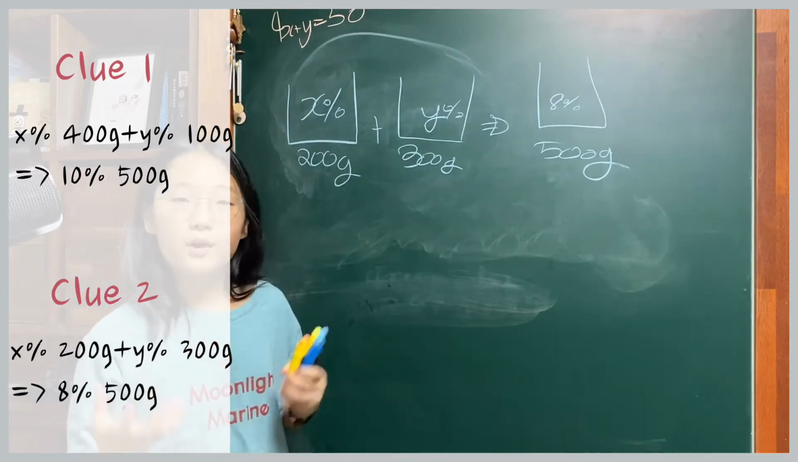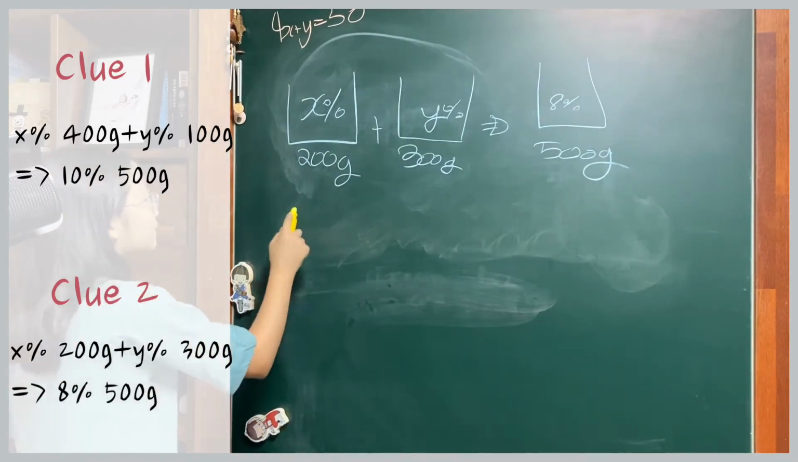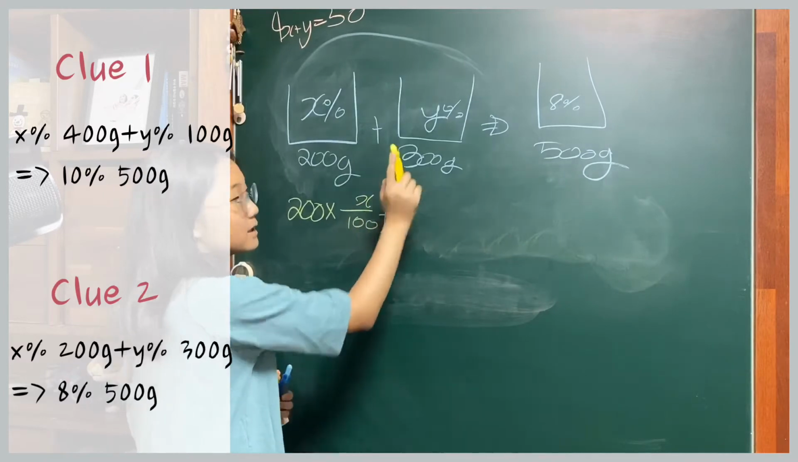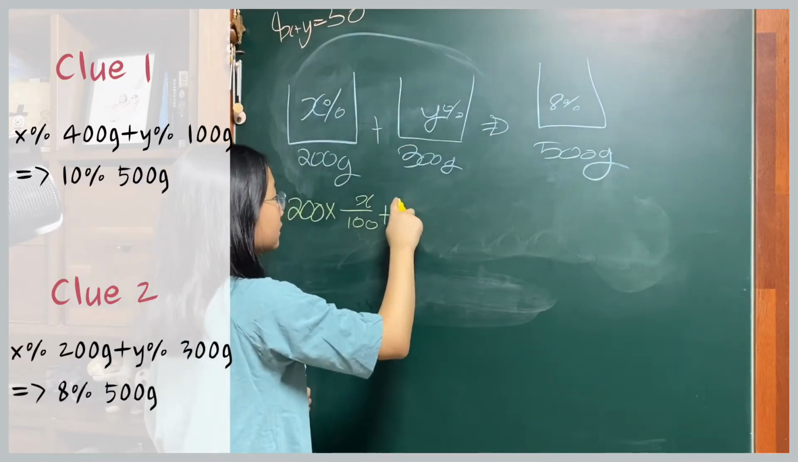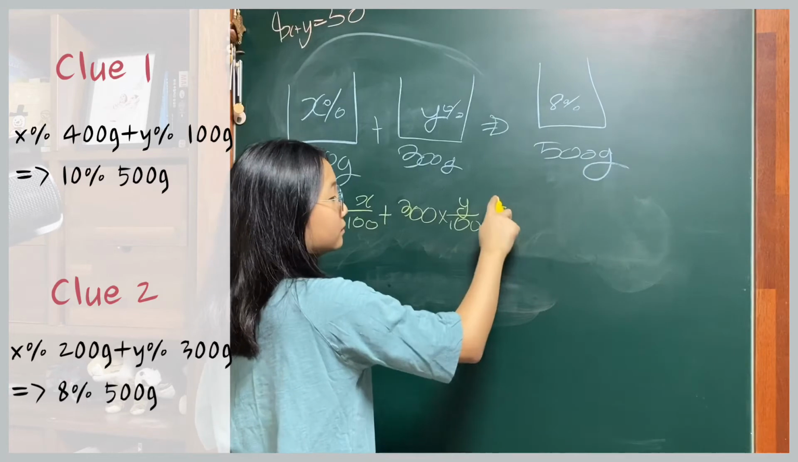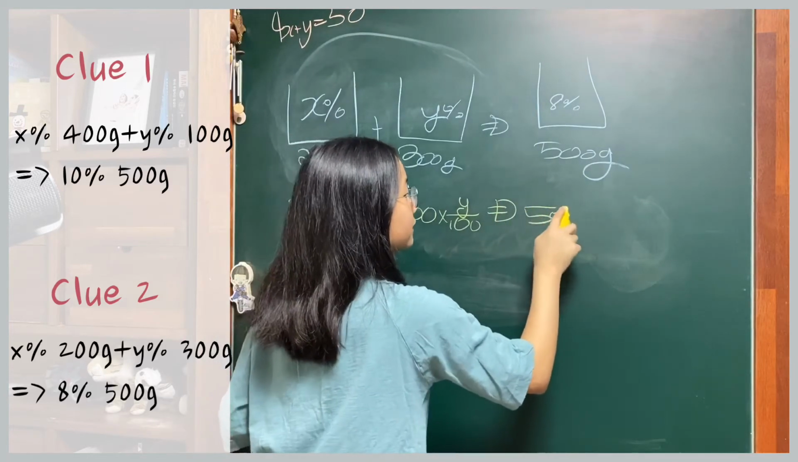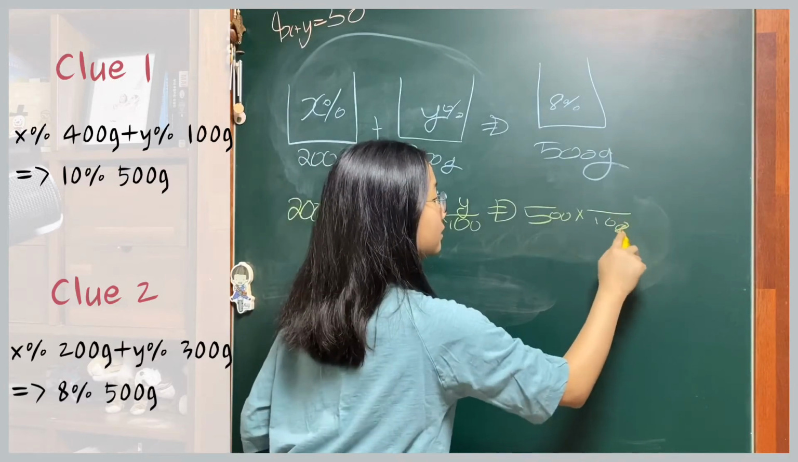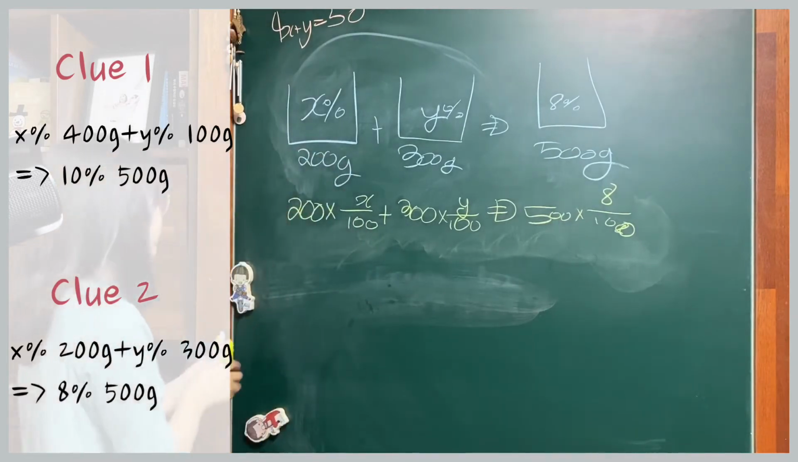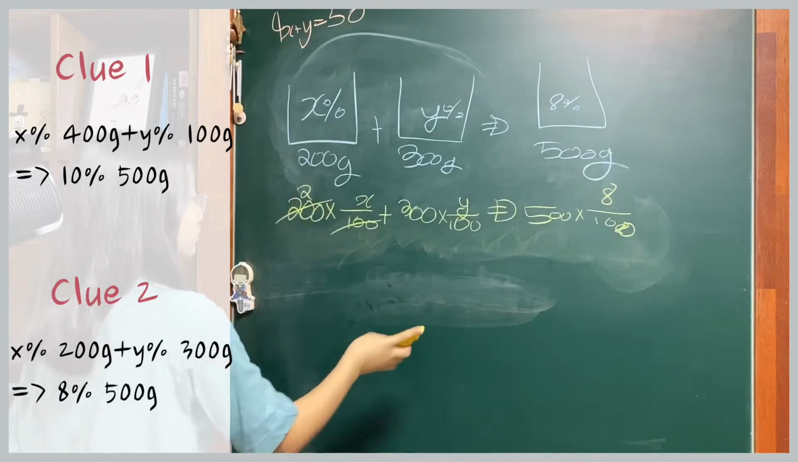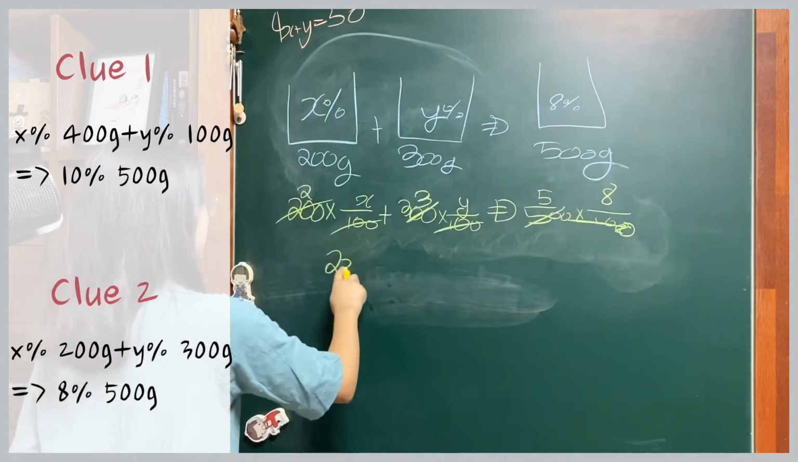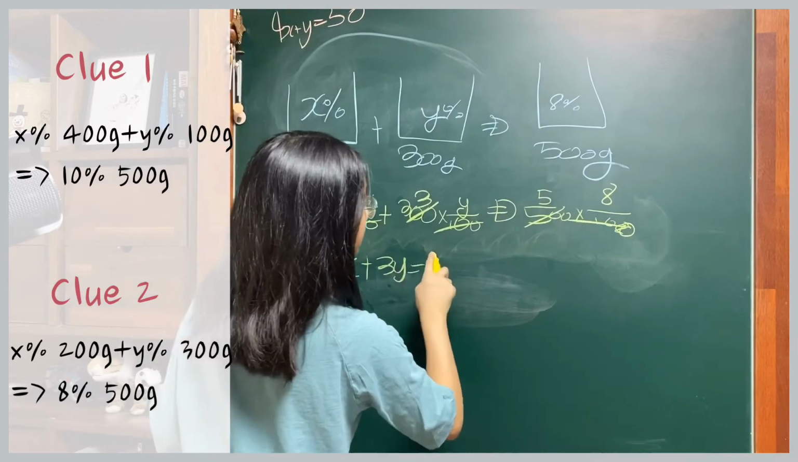If we focus on the amount of salt, we will get this. Total of 200 and the density, plus the cup number 2 parts, total of 300 and its density here, equals total of 500 and the density will be 8. Now, as you will know, I want to make this much simpler. So this means 2x plus 3y is equal to 40.